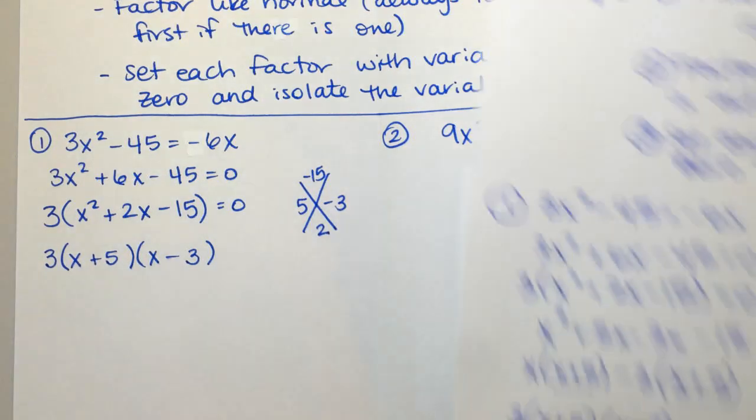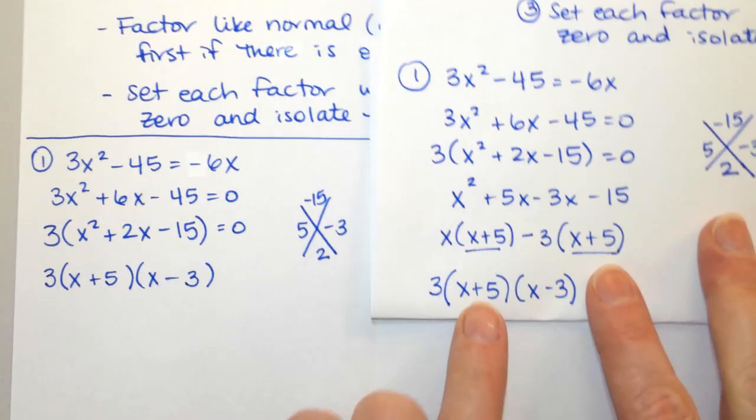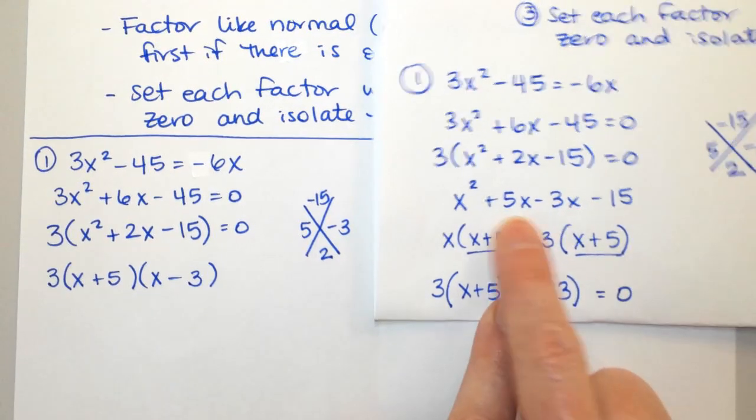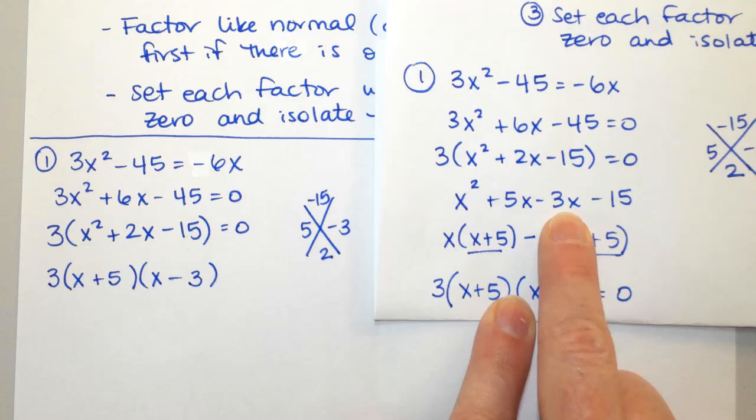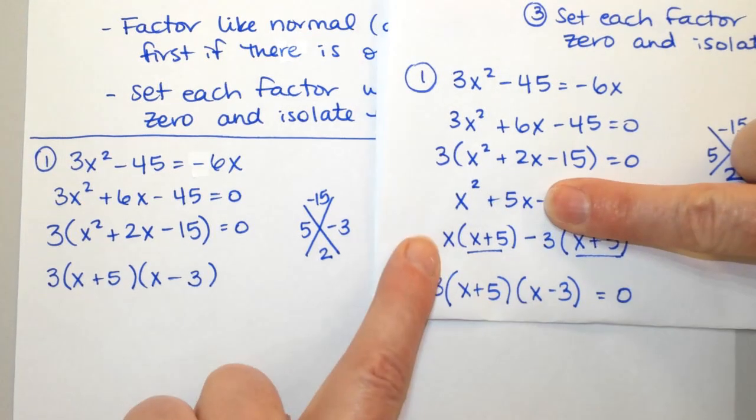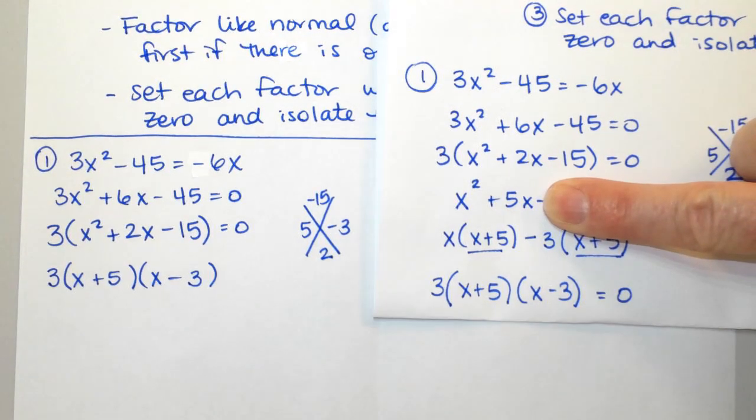So in my other class, I did those extra steps where I split up that 2x as 5x and negative 3x. And then I was factoring by grouping. I found the common factor for each two terms, but I still ended up with the same two factors in the end. So questions from me so far?